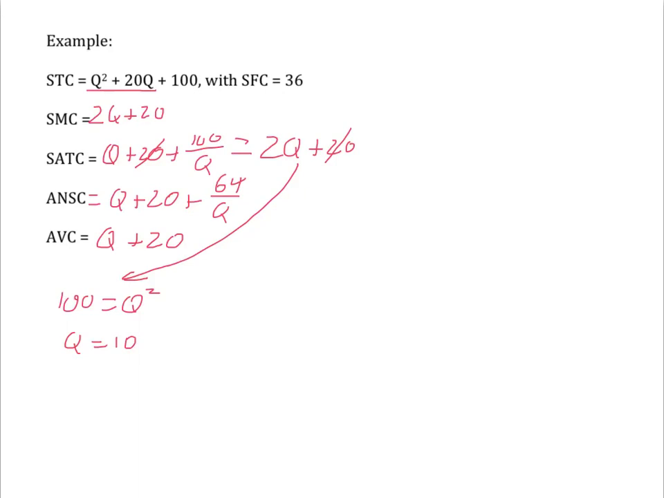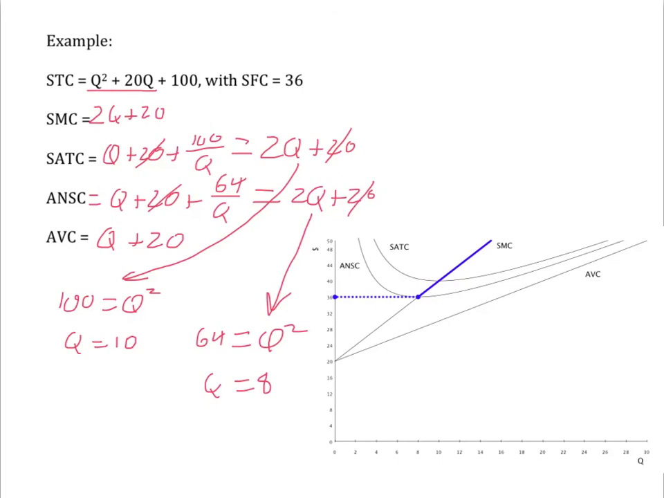But the firm should continue to operate so long as P is greater than the shutdown point. That is, where short-run marginal cost is equal to average non-sunk cost. So I'm going to equate average non-sunk cost to my short-run marginal cost. And that gives me, again, the 20s cancel. And I subtract Q from both sides and multiply by Q, so I get 64 is equal to Q squared, or Q is equal to 8. This then is the short-run supply curve of the firm.